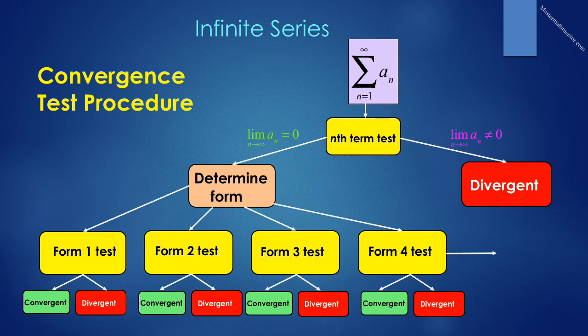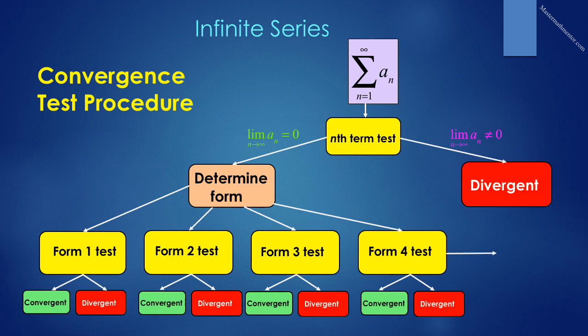This is the convergence test procedure. We want to test whether the series summation n equals 1 to infinity of a sub n is convergent or divergent. The first thing we do with it is we apply our nth term test. If the limit of a sub n is not equal to 0 as n approaches infinity, we know that the series is divergent and we can stop. However, if the limit of a sub n as n approaches infinity does equal 0, that means that it could converge, and we have more work to do.